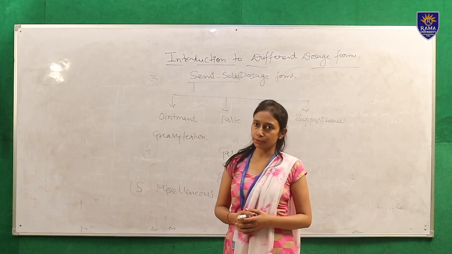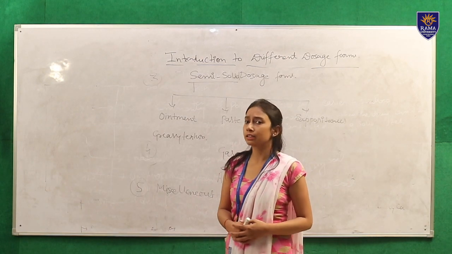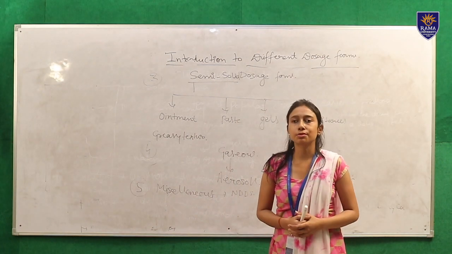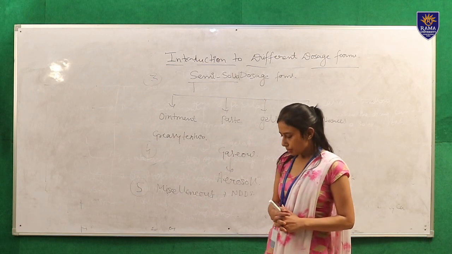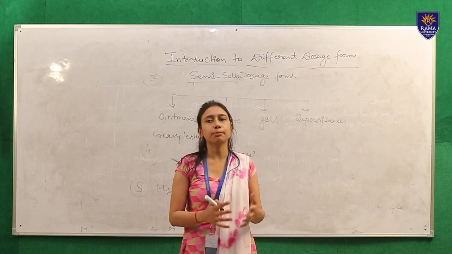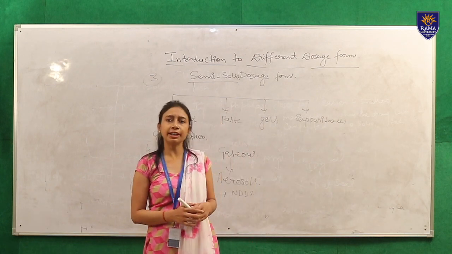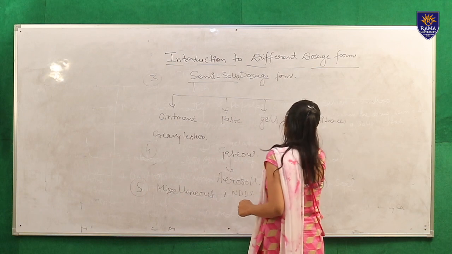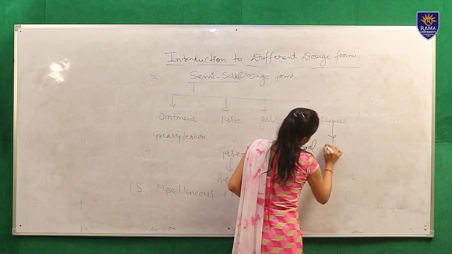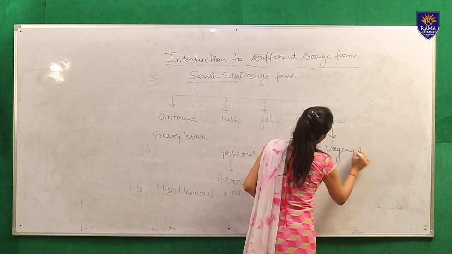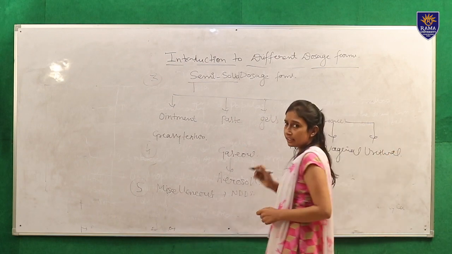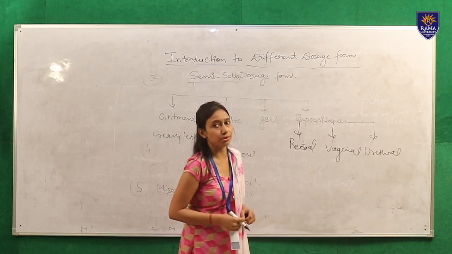So after the solid dosage form and liquid dosage form, now our third category is semi-solid dosage form. Semi-solid dosage forms are those which are greasy in texture. Examples are ointments, pastes, jellies and suppositories. Suppositories are further divided into three main categories. Number one is rectal, number two is vaginal, and number three is urethral. Other categories are ear cones and nose bougies.